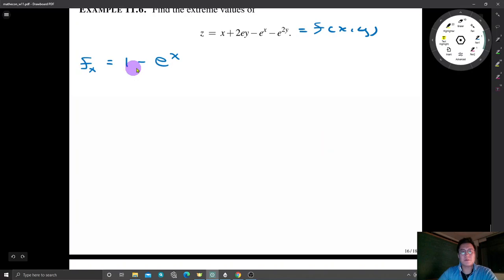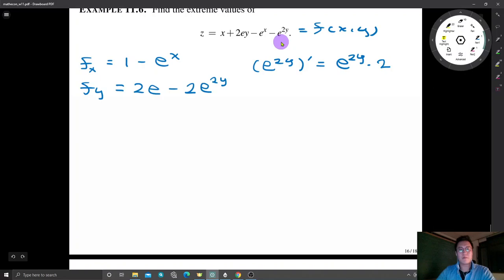F sub y, okay, x is a constant. 2ey becomes 2e, okay? And e to the x is constant. And for e to the power 2y, the derivative is, we rewrite this function and then multiply by the derivative of the power, that is 2. Okay? So 2 e to the power 2y. Okay? And set them equal to 0, the first order condition. The two partial derivatives must be equal to 0.